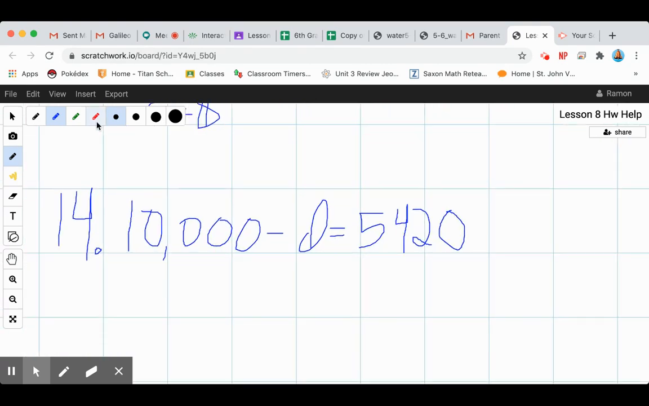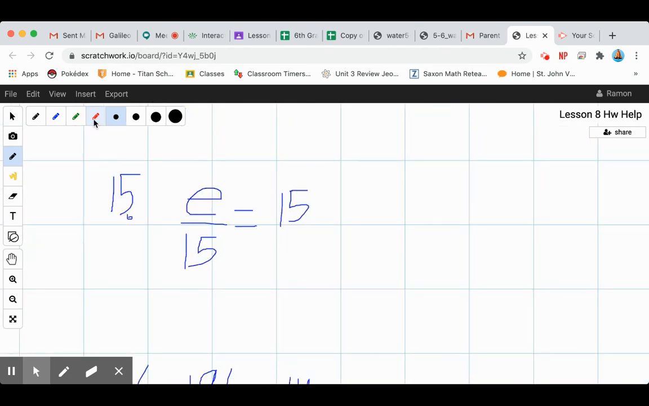For number 14, you'll notice that the subtrahend is actually the variable. So we have 10,000 minus D equals 5,420. Since the subtrahend is the variable, this is when we do our little trick where we just switch places, and then it's going to be 10,000 subtract 5,420 to find the value of D.